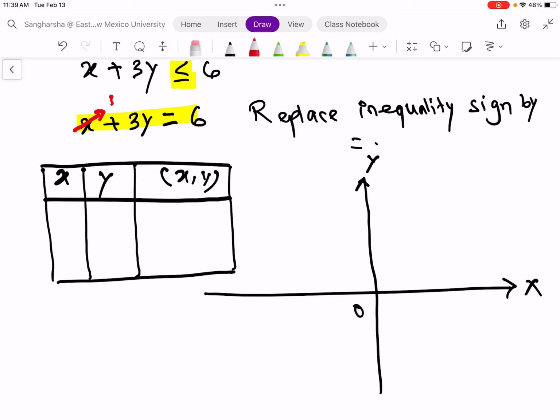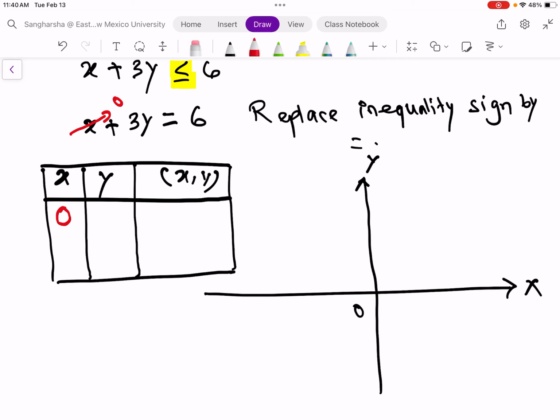But I'm going to use a different number. Let's choose 0. It's the easiest way, that makes it very easy. So let's choose 0 for x. If x is 0, what is y equals to? So we have 3y equals to 6.